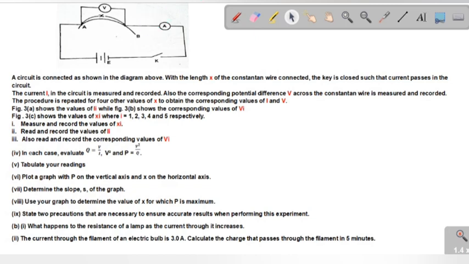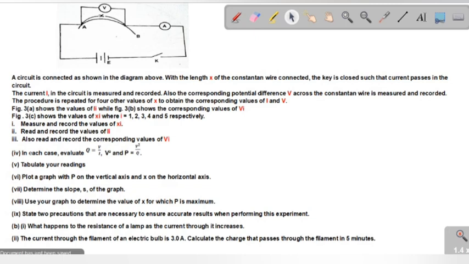We have an EMF source, that is a battery, a switch, an ammeter, and a voltmeter connected in parallel across the Constantan wire. So this is the Constantan wire of length AB. So let's look through the procedure.